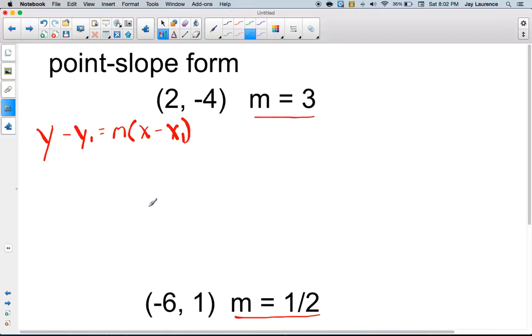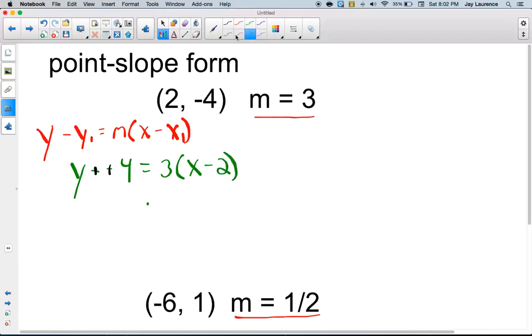So watch this. I'm going to do y. Now I have to subtract the y-coordinate. Well, the y-coordinate is -4, so I'm going to have to subtract -4. Well, if you've been paying attention, you know that subtracting a negative is the same as adding a positive. So those both change to positives. Now the slope is 3, and then in the quantity, I have to take x and subtract the x coordinate. The x coordinate is just 2, so it's just going to be x minus 2.